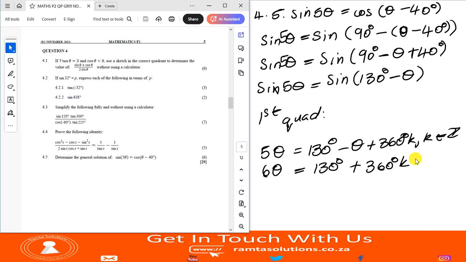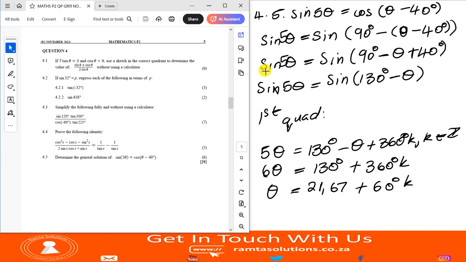So 130 divided by 6 is 21.67. Is it so? Yes, 130 divided by 6 is 21.67. You guys can confirm. So theta is 130 divided by 6, which is 21.67, plus 360 divided by 6, which is 60 degrees k, isn't it?